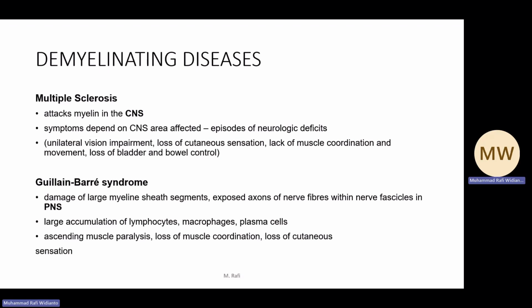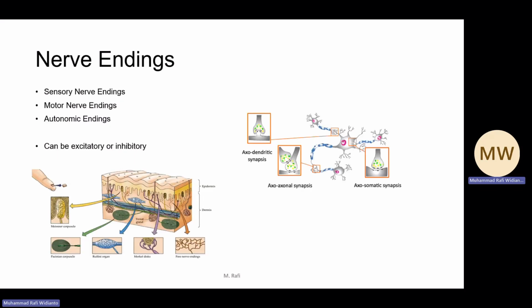So I also put some demyelinating diseases in the slide just to show you how important myelination is for nerves in both CNS and PNS. In CNS, we have multiple sclerosis, and in PNS, we have Guillain-Barré syndrome. The way that they are caused is different, but the symptoms are somewhat similar because they both involve, for example, lack of muscle coordination, loss of cutaneous sensation, and so on. So yeah, just important to note.